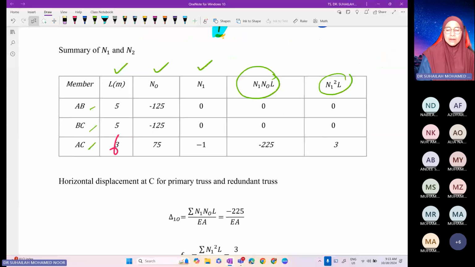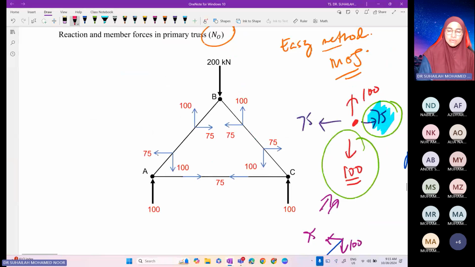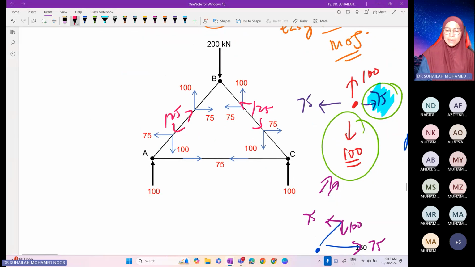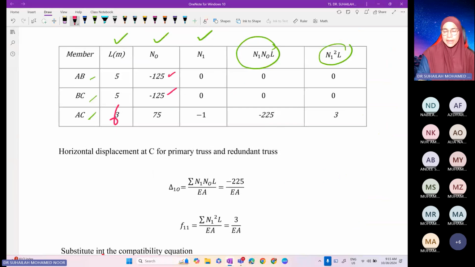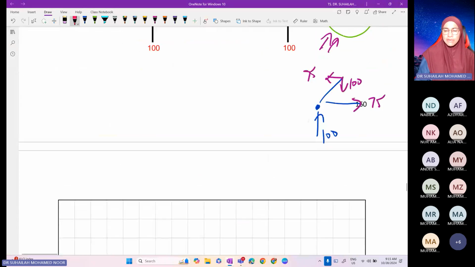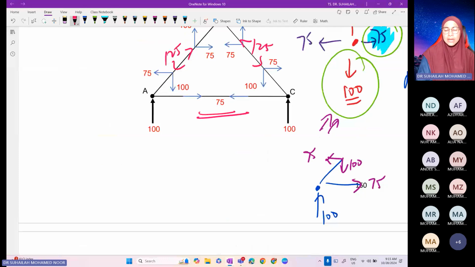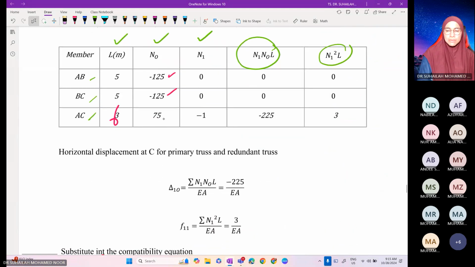So N0 for AB tadi 125 dan dia negatif. Sini 125 dan dia negatif. Ini also 125 dan dia juga negatif. So AB dan BC adalah negatif 125. And AC, 75 tadi, 75 ni, ini adalah positif. So letak positif situ.